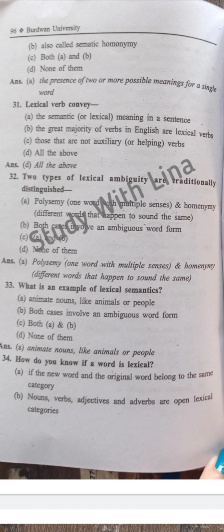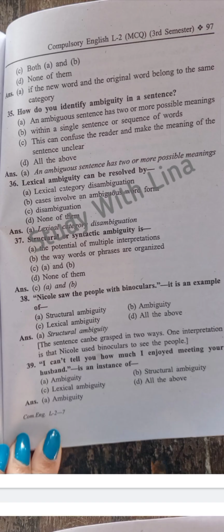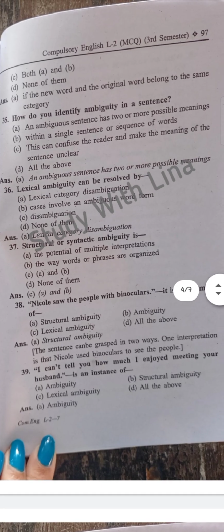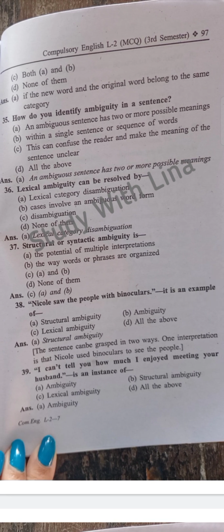What is an example of lexical semantics? Animate nouns, like animals or people. How do you know if a word is lexical? If the new word and the original word belong to the same category. How do you identify ambiguity in a sentence? An ambiguous sentence has two or more possible meanings. Lexical ambiguity can be resolved by lexical category disambiguation.